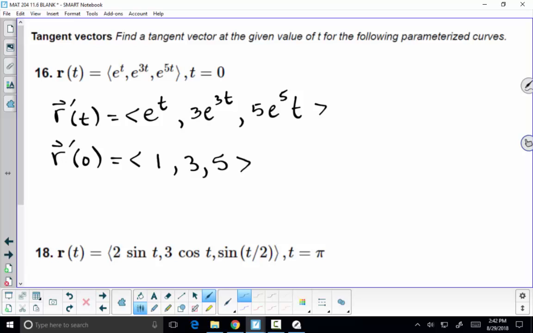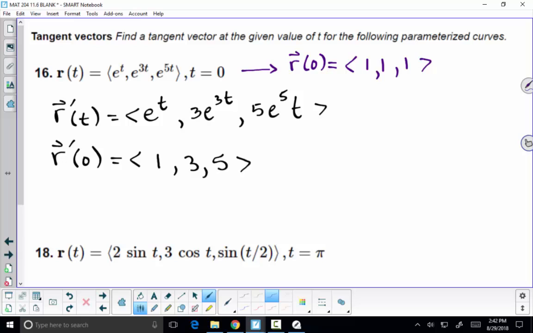An obvious question is, where on the curve do we imagine this little vector being applied? What we would do is plug t equals 0 into the original function to get our location. So this will give us our location: 1, 1, 1. We're imagining our curve in space. 1, 1, 1 is on the curve, and then we've got this vector 1, 3, 5 that's pointing off of the curve at that point, tangent to the curve.